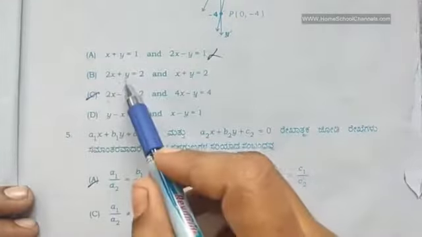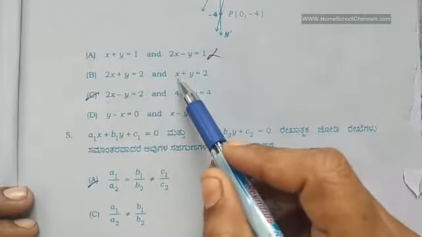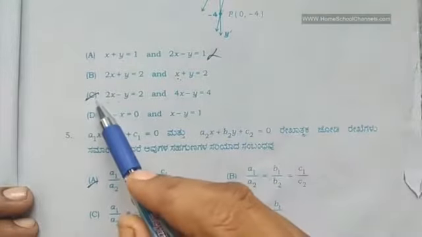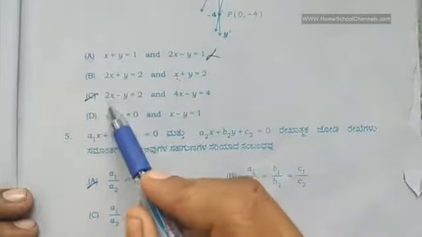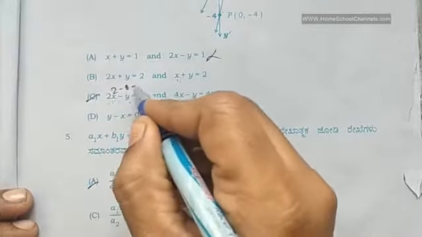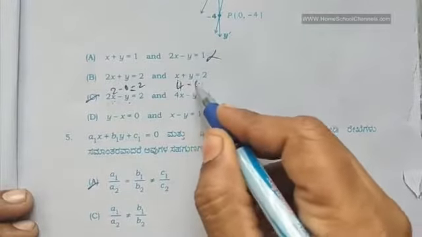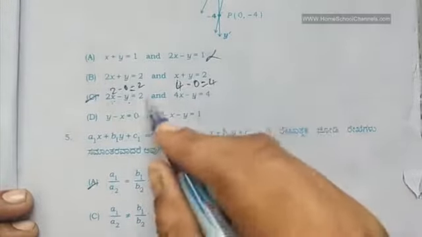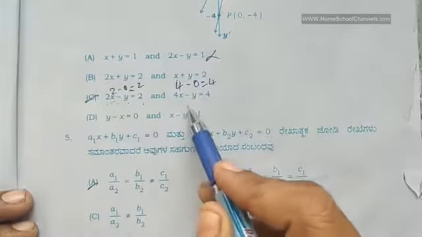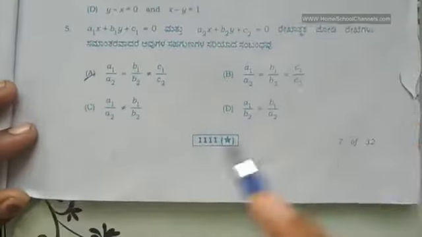X value 1 and y value is 0. 2 plus 0, 2 and here 1 plus 0, 1 is not equal to 2. Therefore, we go with the C option. 2 into 1, 2 minus 0, 2 minus 0 is 2 and here 4 into 1, 4, 4 minus 0 is 4. Yes, this is the right option. So option C, 2x minus y equal to 2 and 4x minus y equal to 4 is the correct answer.